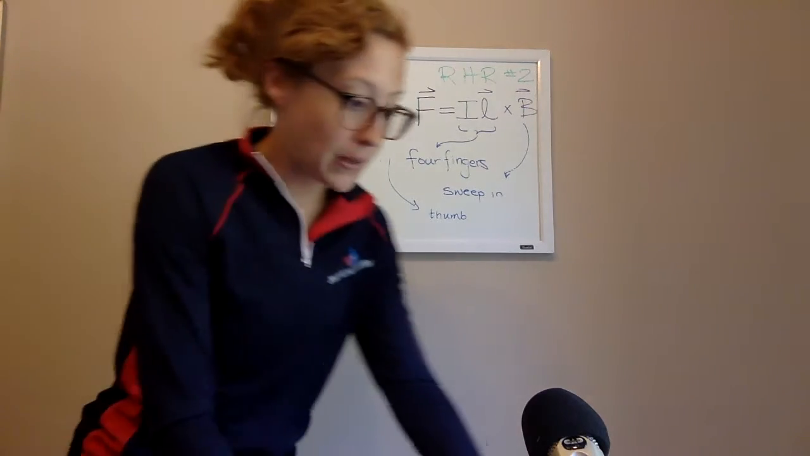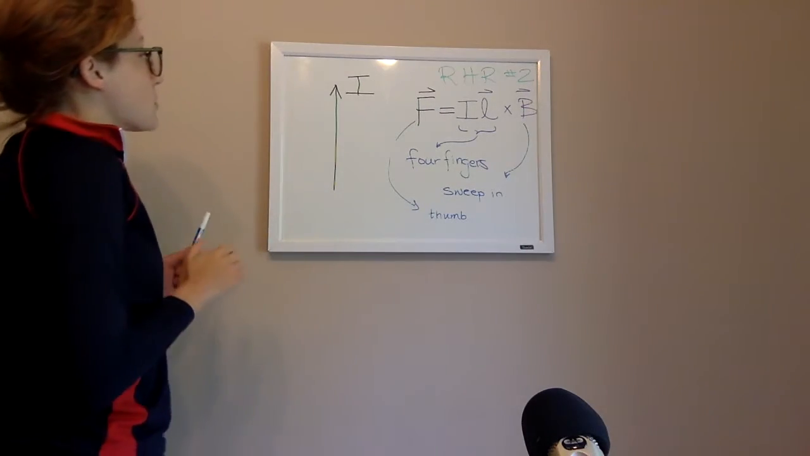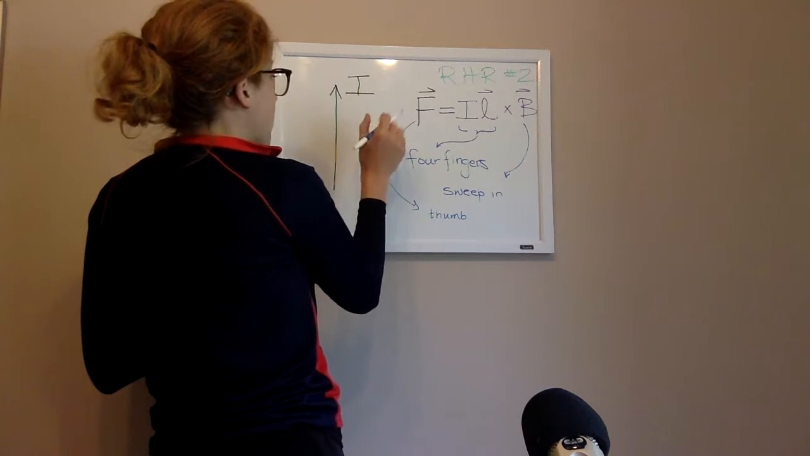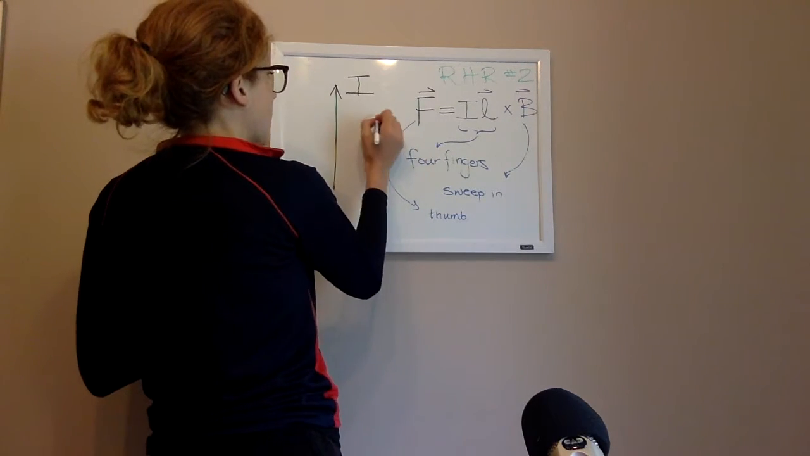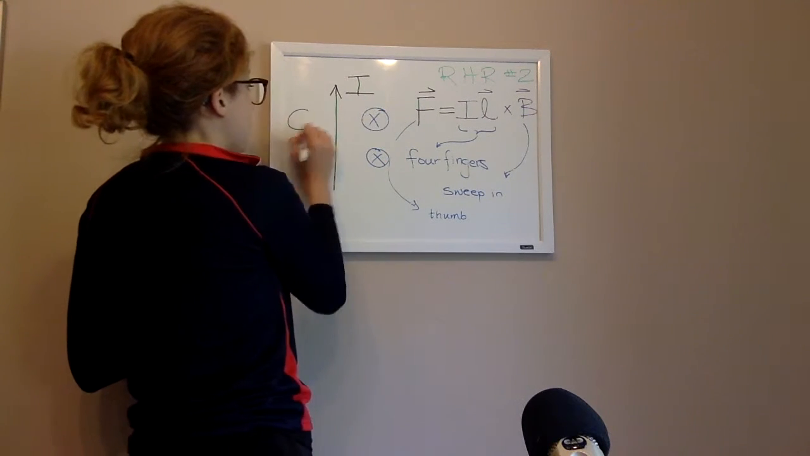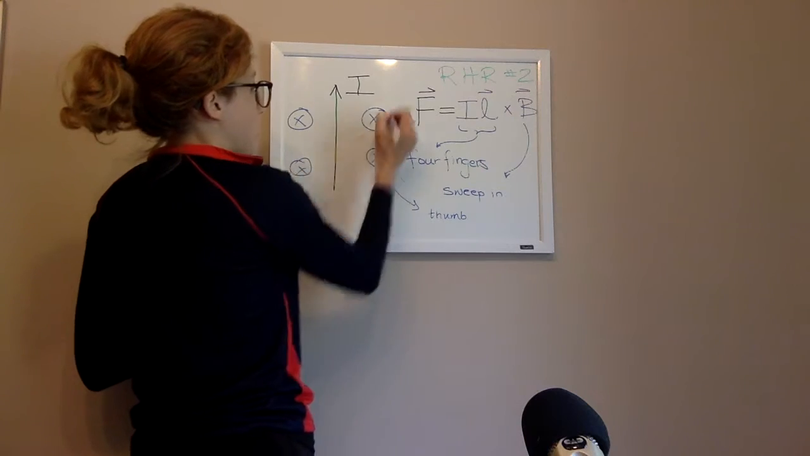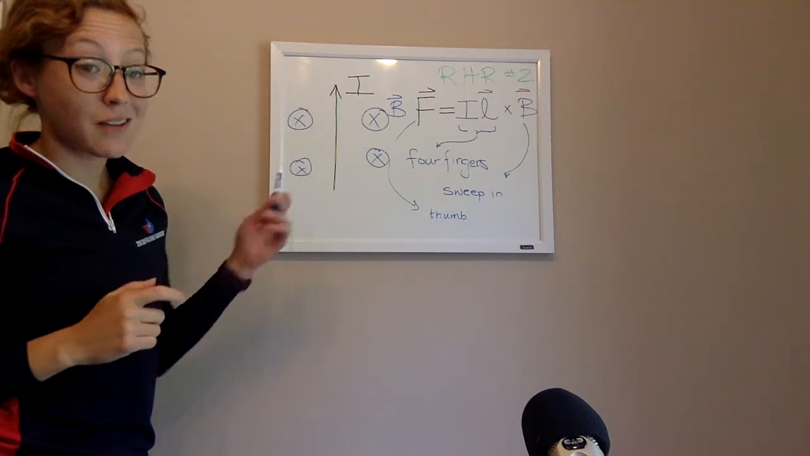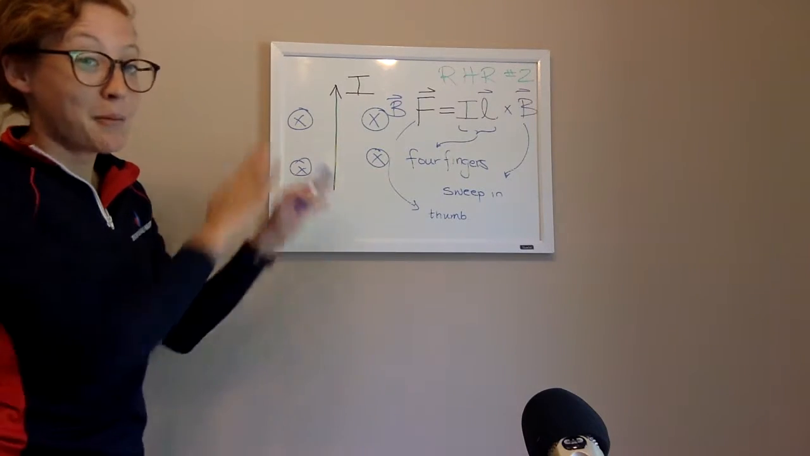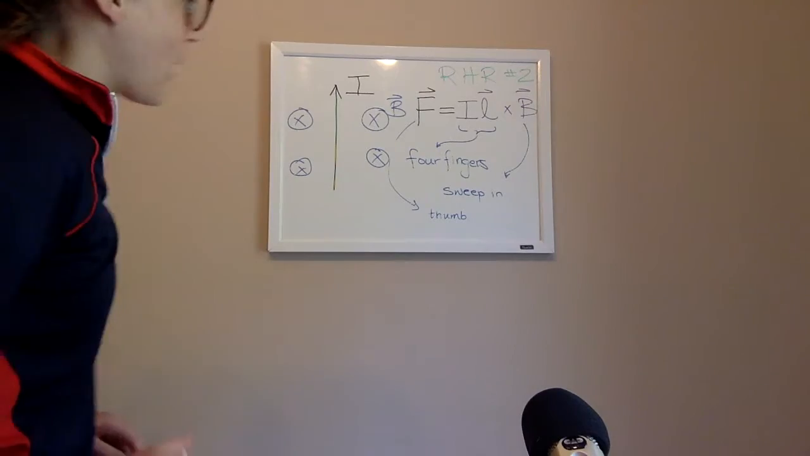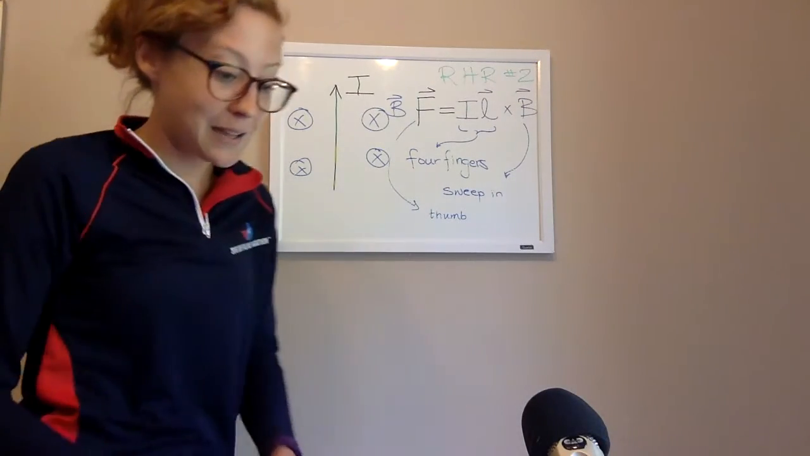Okay, so I'm going to make something up here. Let's say we've got a B field, and let's say it's into the page. So here's my B field, it's into the page. One of the things you'll notice is that every time I create one of these questions, I make sure all my vectors are 90 degrees apart. Otherwise, you're going to run into some issues. Okay, so I have I times L.